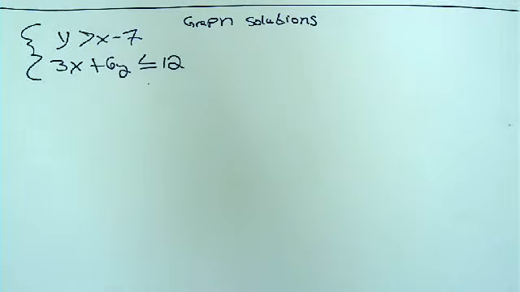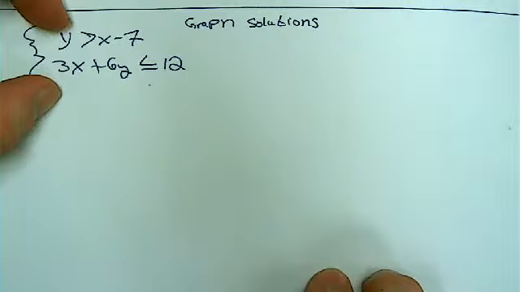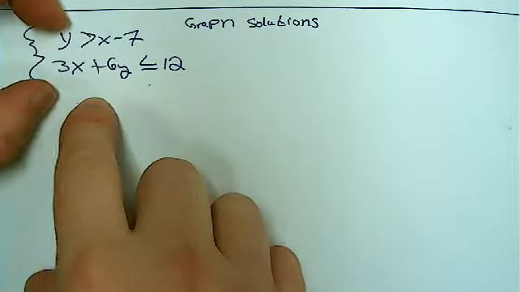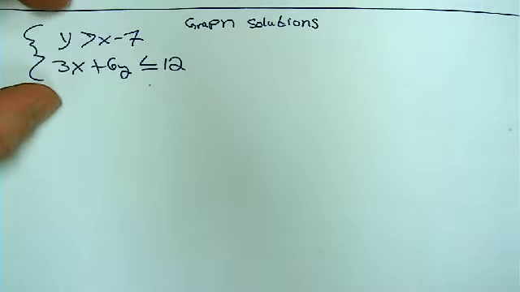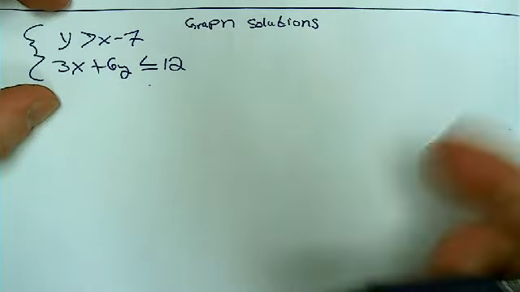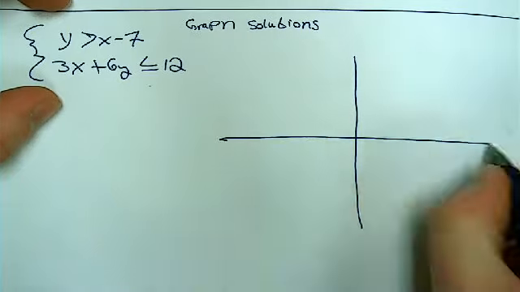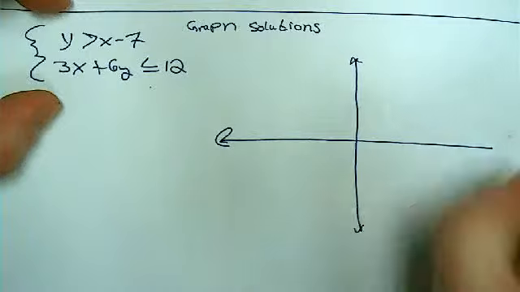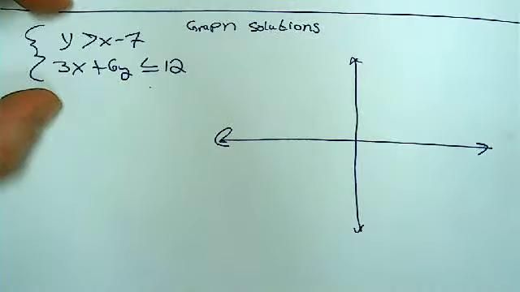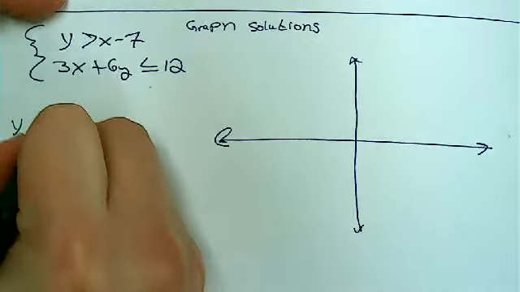So let's take a look at another one of these systems of inequalities. The goal is we're going to graph both of these, and we're looking for the region where both inequalities overlap. So here's my axis I'm going to put my answer on. All right, we'll take the first one: y is greater than x minus 7.